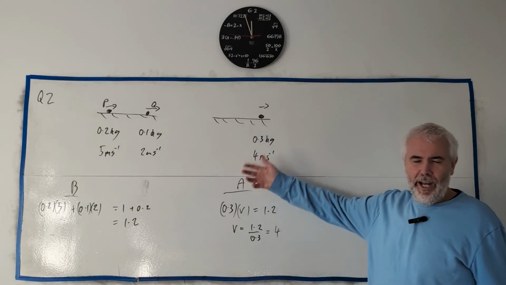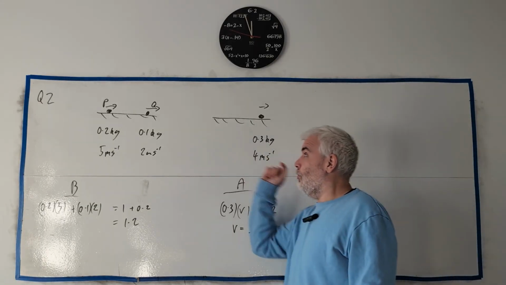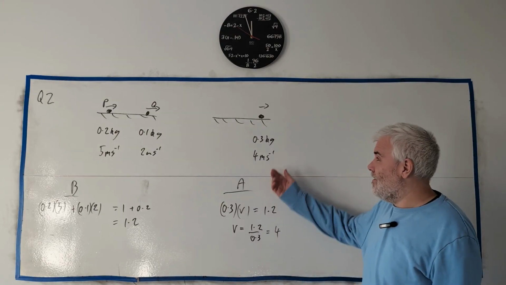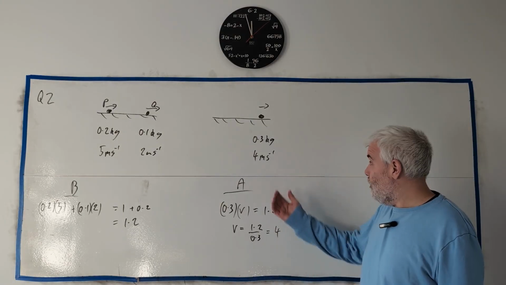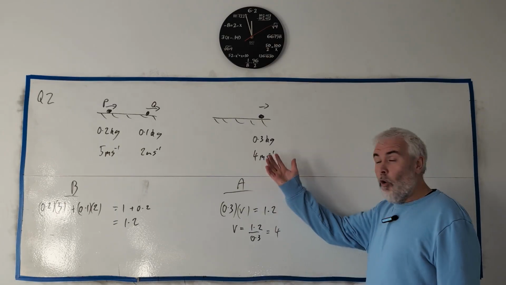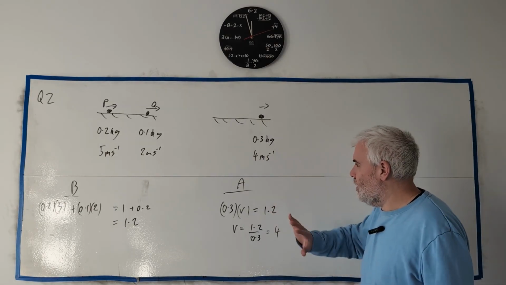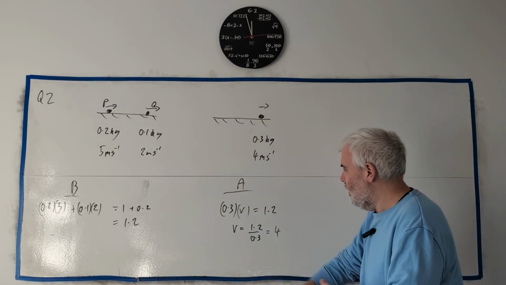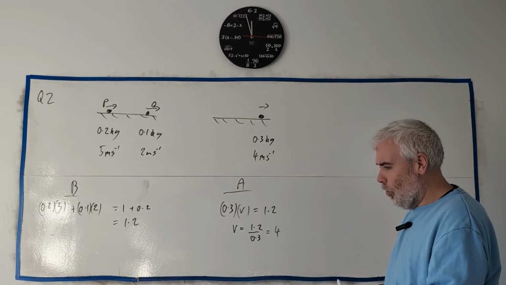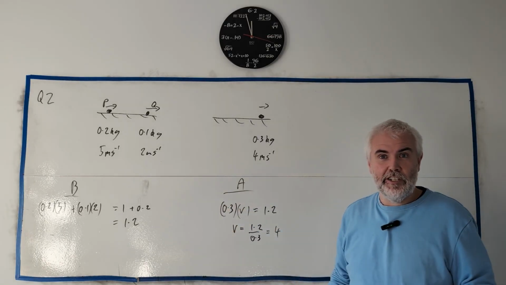If you got a negative answer here, you should be worried. Why would it go backwards? If you got an answer bigger than 5, I'd be worried too. So 4 seems about right. So that was with conservation of momentum. Took up way too much room. Actually, you know what? Let me rub these out and we'll do conservation of energy.